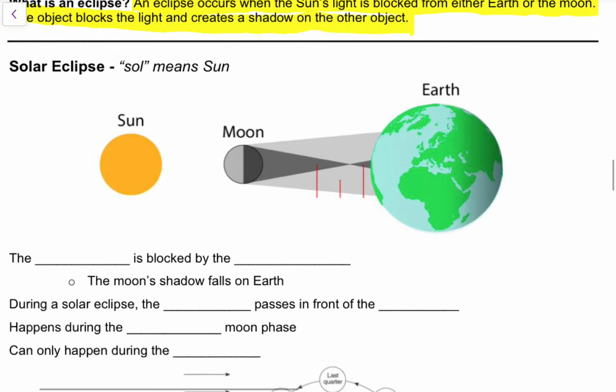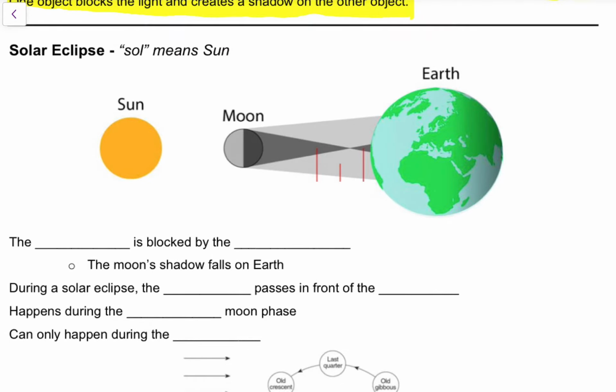So let's look at a solar eclipse. In a solar eclipse, you have the sun, the moon, and the earth in that order. The moon is in between the sun and the earth. What happens in a solar eclipse is the light from the sun tries to reach the earth, but the moon is in the way.